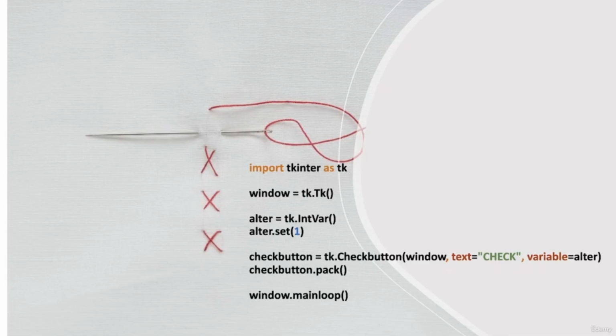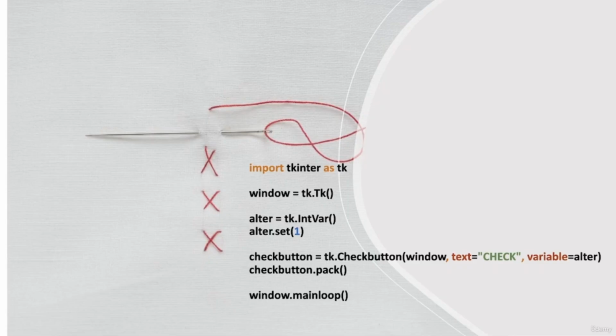We cannot simply assign an integer value to an object, which is based on the int_var class, but use a method called set. We will use the int_var to organize an internal communication between different widgets. A regular variable is not effective for such a role. So let's get to the practical example.